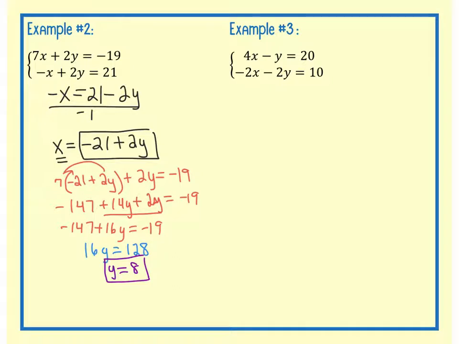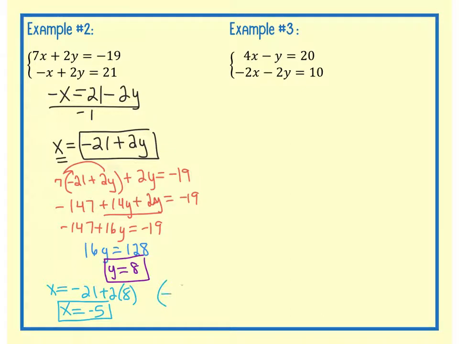Now I'm going to come back to the equation that I solved for x, and I'm going to take that 8 and plug it into the y value. So x equals negative 21 plus 2 times 8. 2 times 8 is 16. x equals negative 21 plus 16, which is negative 5. You have now solved for both of your variables.